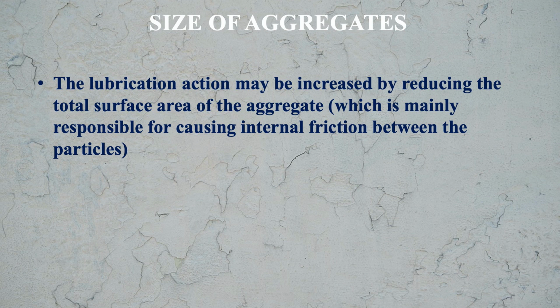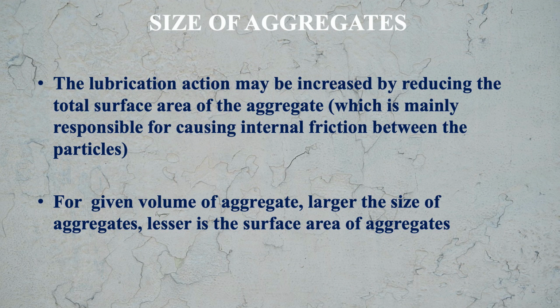Now let us see the effect of size of aggregate. The lubrication action may be increased by reducing the total surface area of the aggregates, which is mainly responsible for causing the internal friction between the particles. Because you know that the friction will be at the surface of the aggregate. So if you can reduce the total surface of aggregate, then lubrication action may be increased.